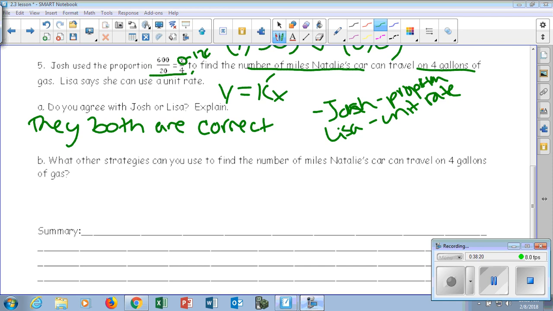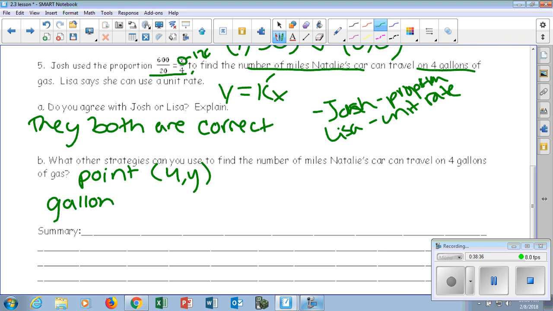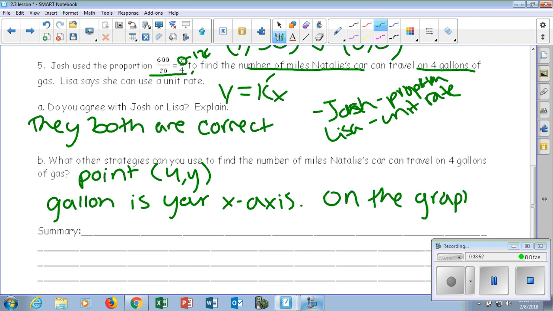So, what can we find based on this graph? We can see that the graph, if we look at point 4 and where our y is, the gallon is your x-axis, which is on the graph, the point 4, and we found that the other one was 120 by looking at our table.